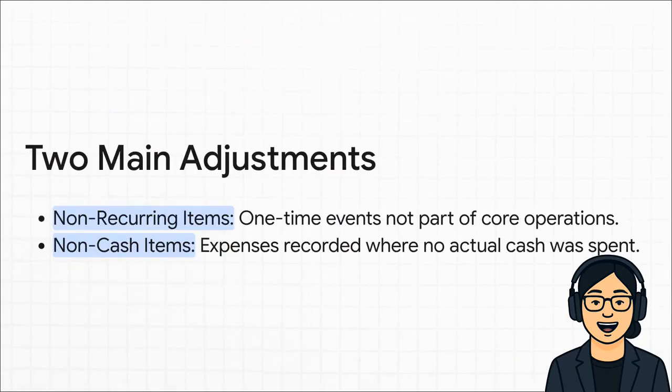And these adjustments usually fall into two big categories. First, you've got your non-recurring items. Think of these as one-offs, things that aren't part of the normal business, like a big charge for restructuring. Then you've got non-cash items. Now, these are real expenses according to GAAP, like depreciation or stock-based compensation. But the key is no actual cash left the building in that period.